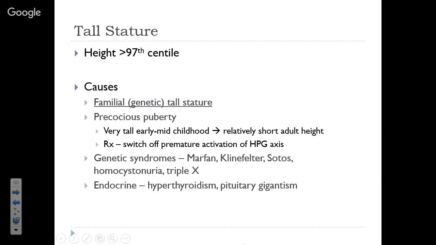You also want to look out for precocious puberty, so early puberty. Generally, these kids will be very tall, sort of early to mid-childhood, but then relatively short once they reach their adult height. And to treat that, we just switch off the premature activation of that HPG axis with hormones. Then you've got the other rare causes of tall stature, so the genetic syndromes and the endocrine causes as well.